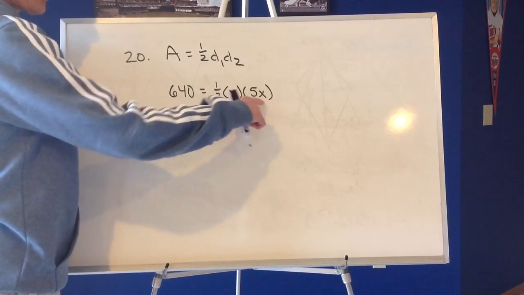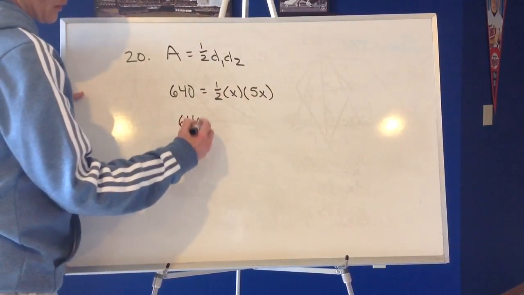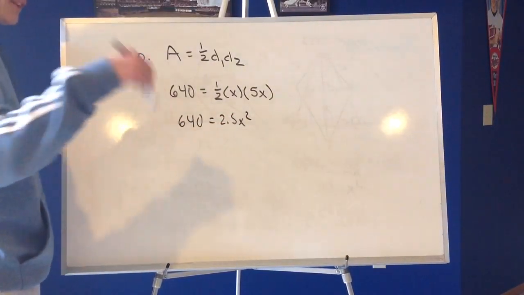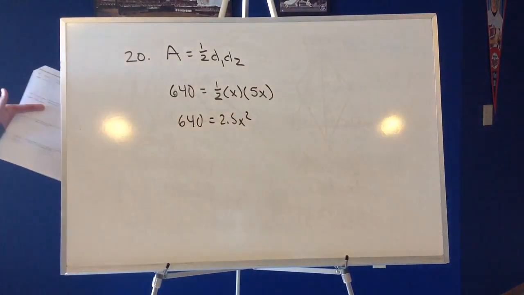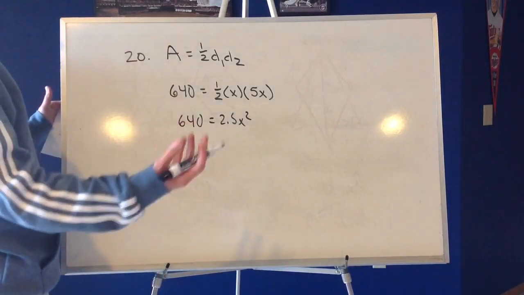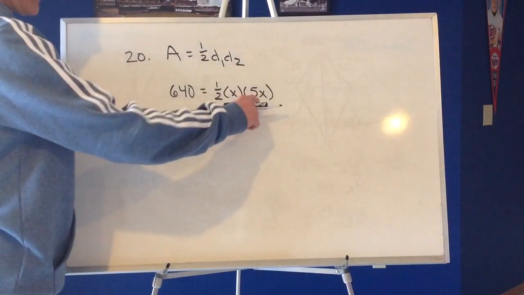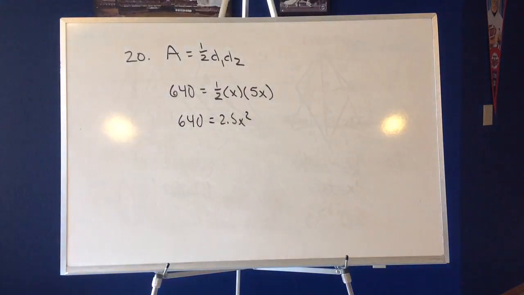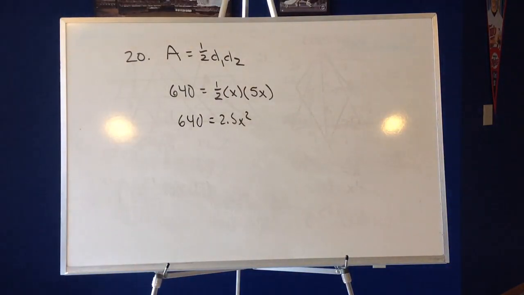This would give you x squared. Divide by 2.5 and then take the square root of whatever you get. Okay, that will give you one of the diagonals, and then if you just take 5 times that number, you'll get the other diagonal as well. Okay, so that's how you set up 20.